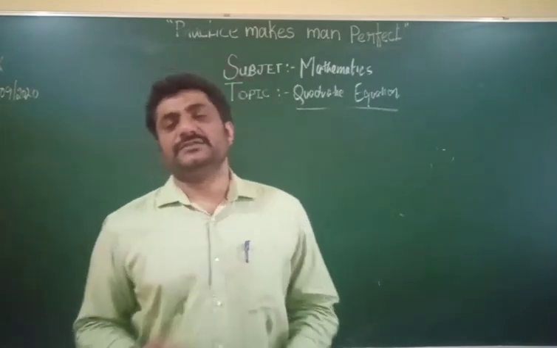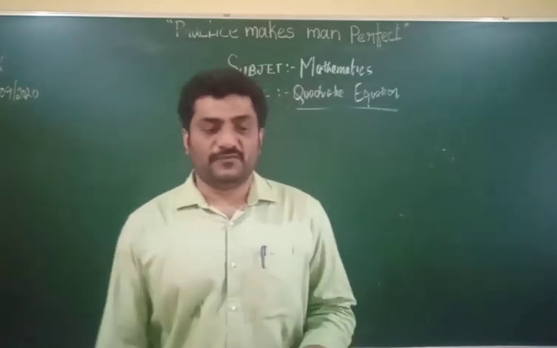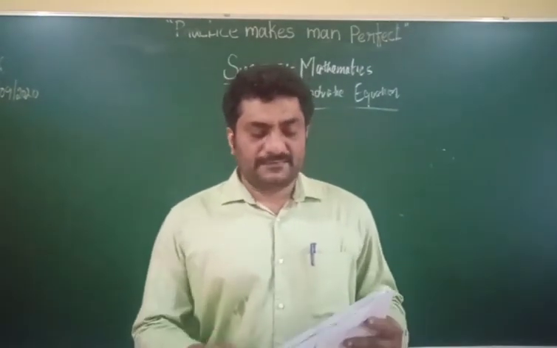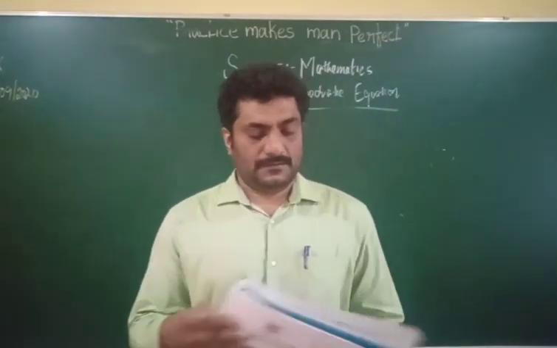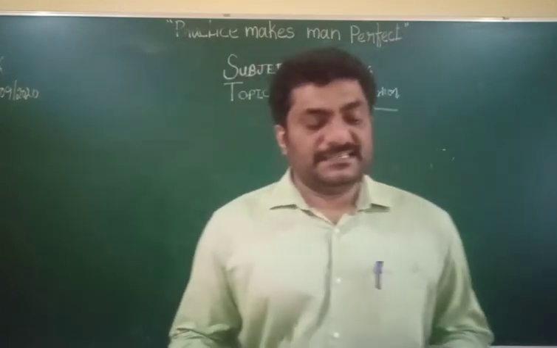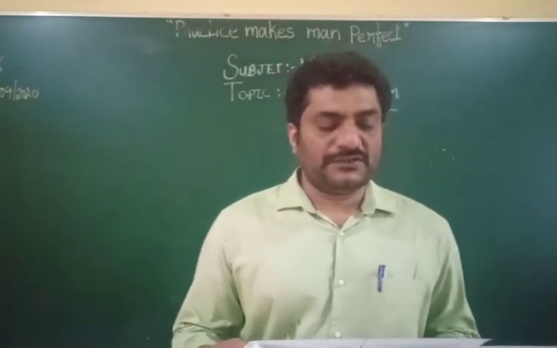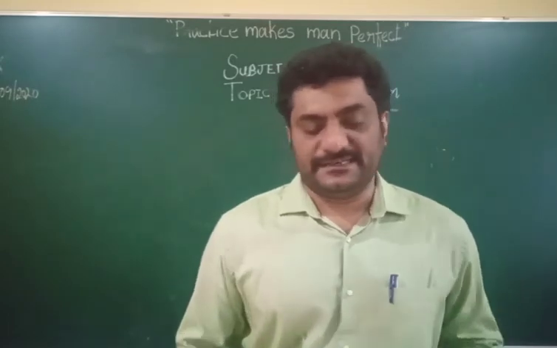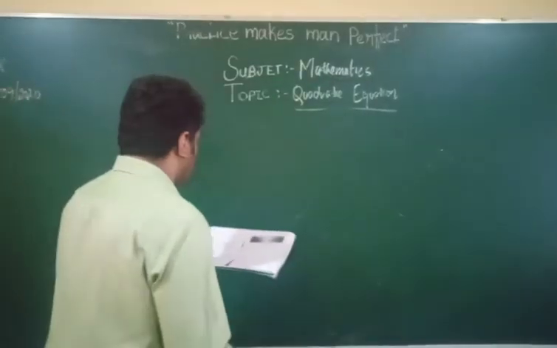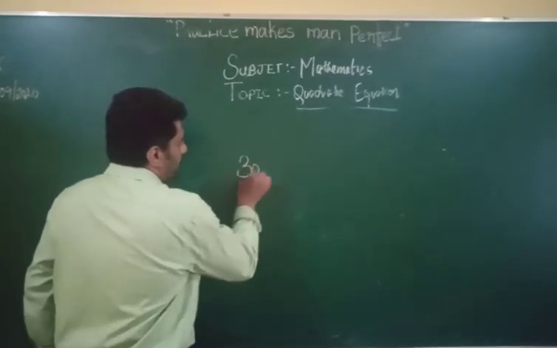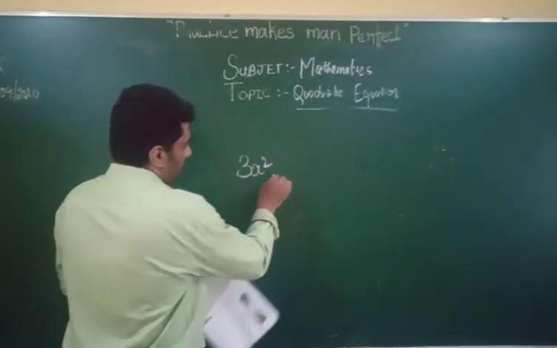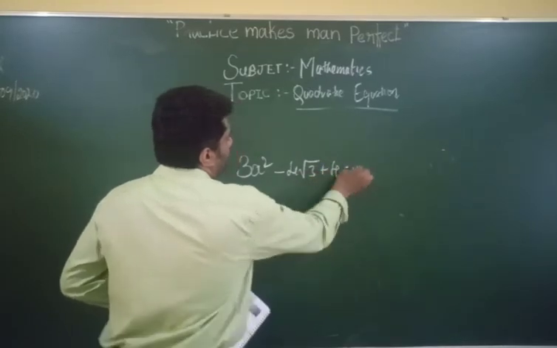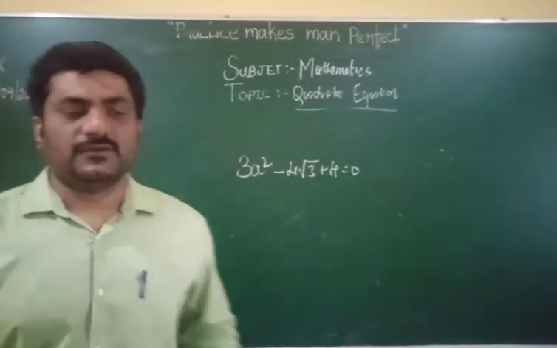Now let's get into the final exercise, which is 10.4. Let's see what do we have in this. Now in exercise 10.4, find the nature of roots of the following quadratic equation. If the real root exists, find them. Again, let me do 3x squared minus 4 root 3 x plus 4 equal to 0. Now this is the quadratic equation.